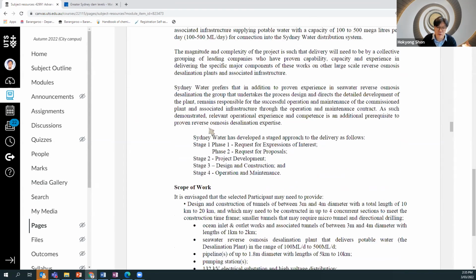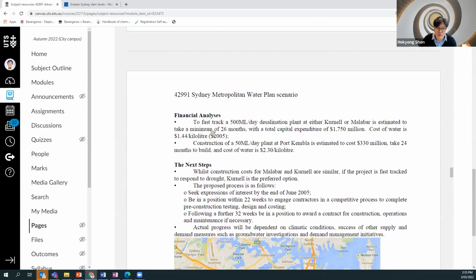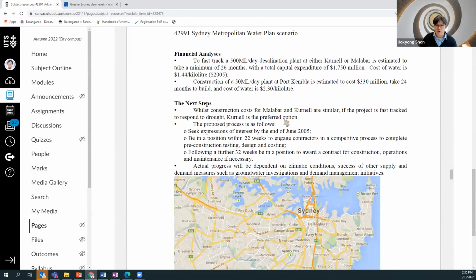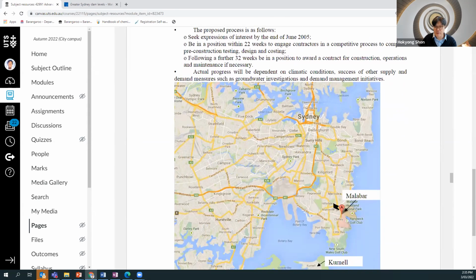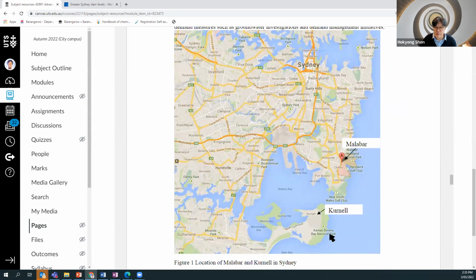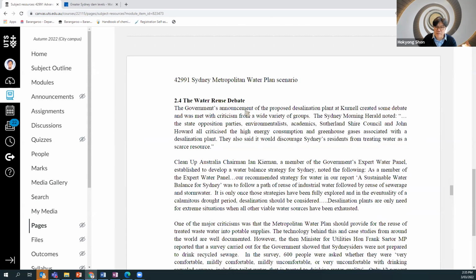So you can read carefully from this scenario, and you will have a very strong motivation for why we need this. And the next step will be your assessment. You want to put your design of a wastewater recycling plant in Malaga, also a seawater desalination plant in Cornell, and then how you can design your treatment processes. So that's all about this scenario and the water debate.